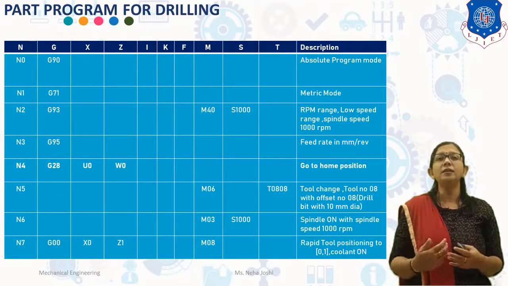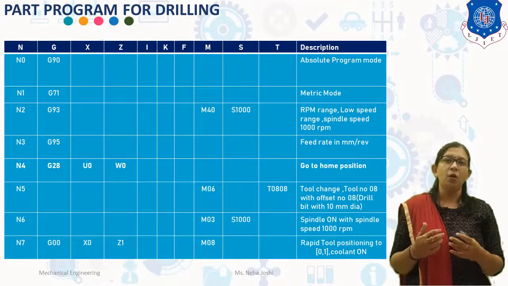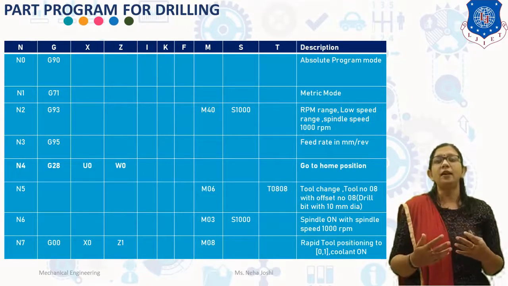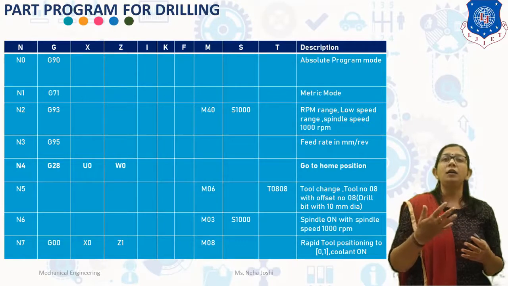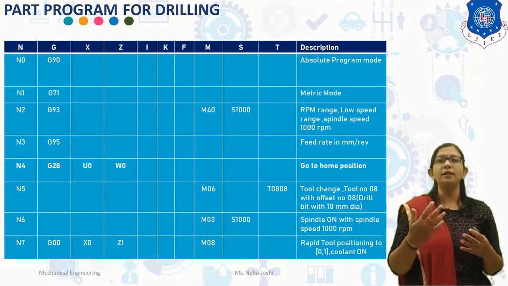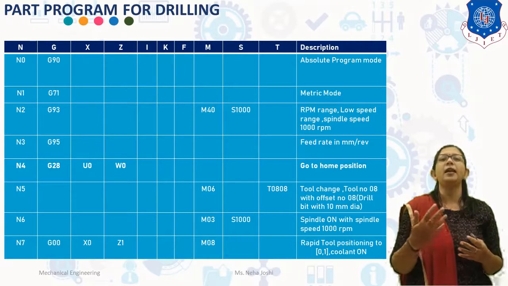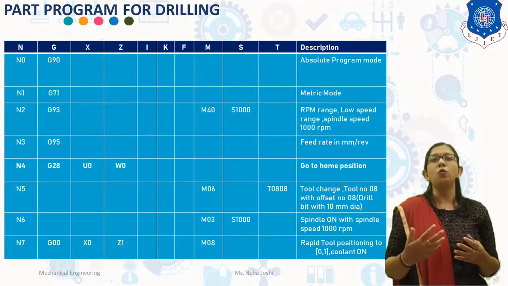The next sequence is N4. G28 is used for setting the tool at home position. After that next sequence is N5. M06 is used for changing the tool. T0808 indicates the tool number is 08, drill bit with 10 mm diameter and with offset of 08.